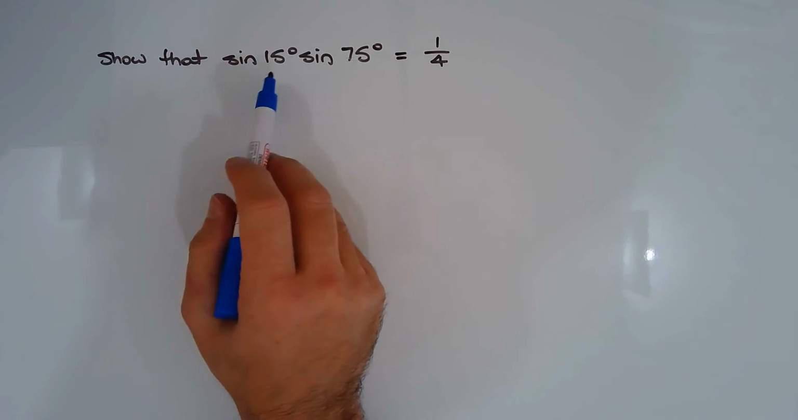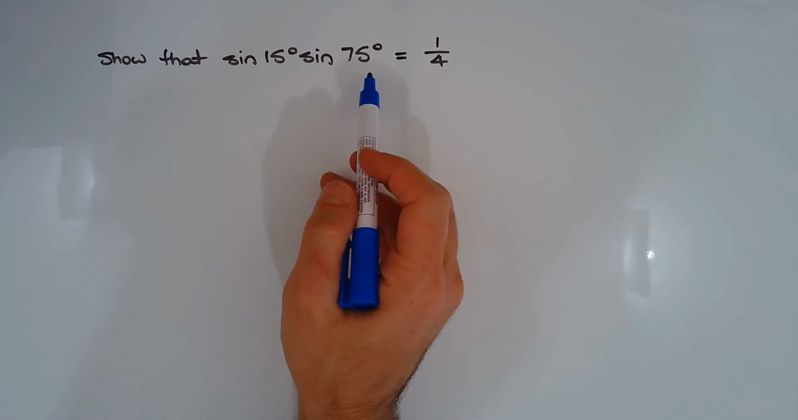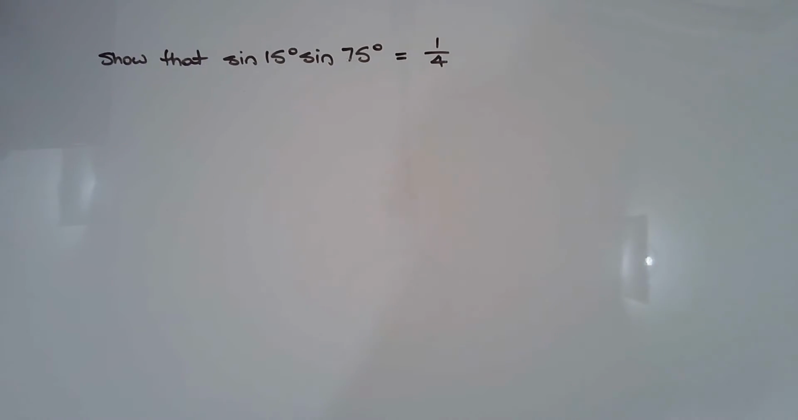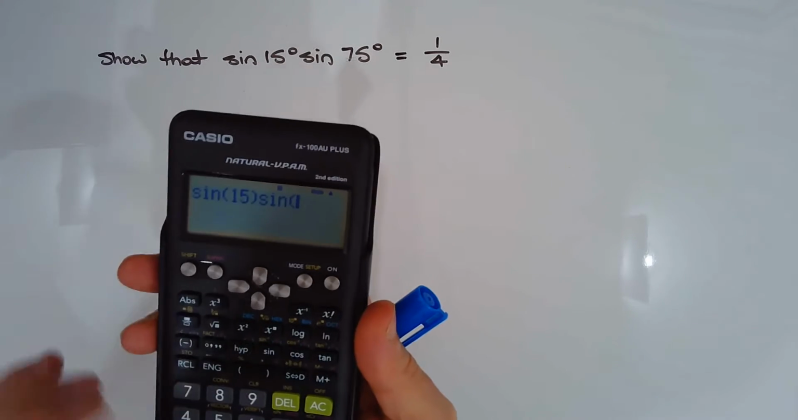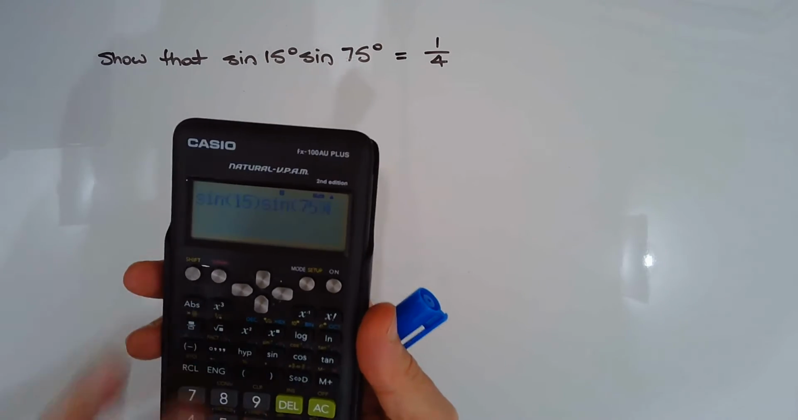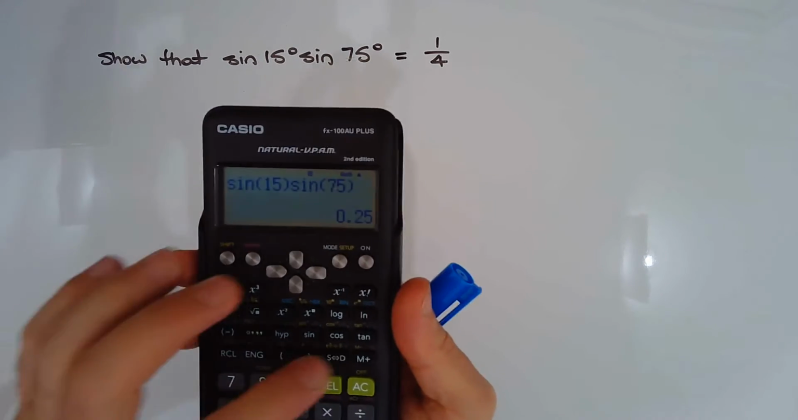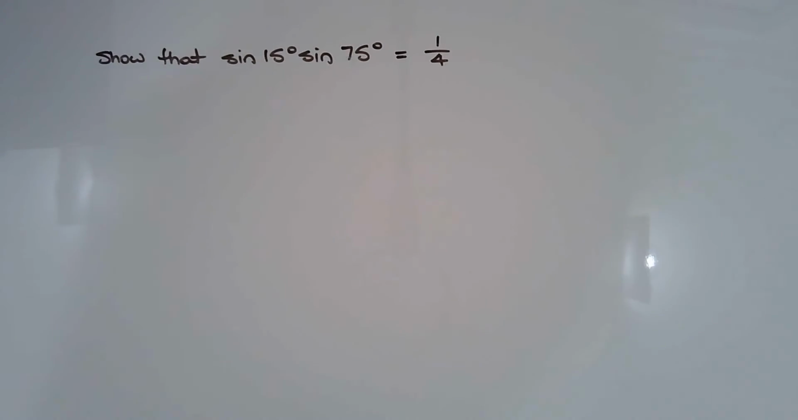Show that sine of 15 degrees, sine of 75 degrees equals 1/4. Now, if you wanted to just prove it to yourself or at least evaluate it for yourself, sine of 15 degrees, sine of 75 degrees, we get 0.25 and that's fine. However, we need to prove this.